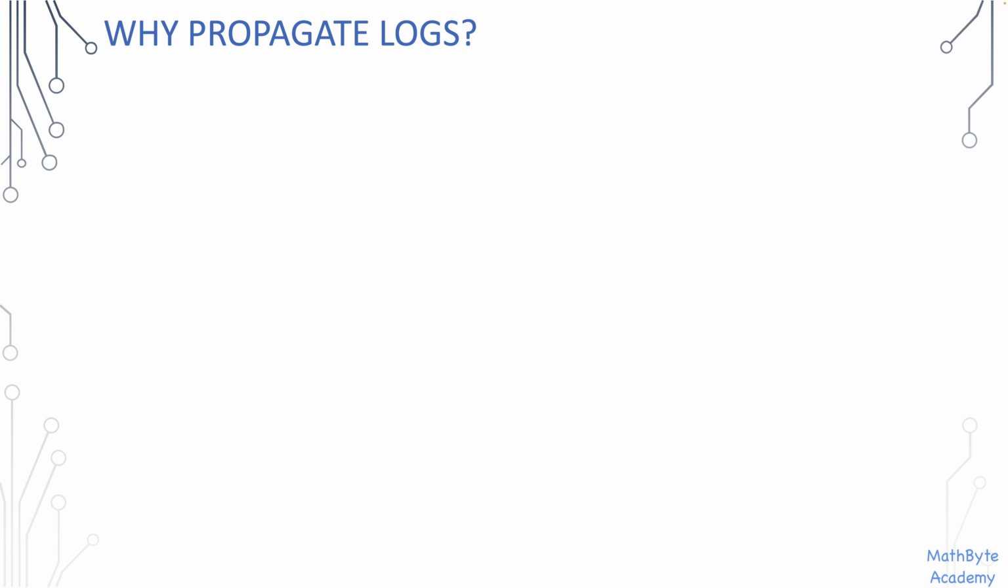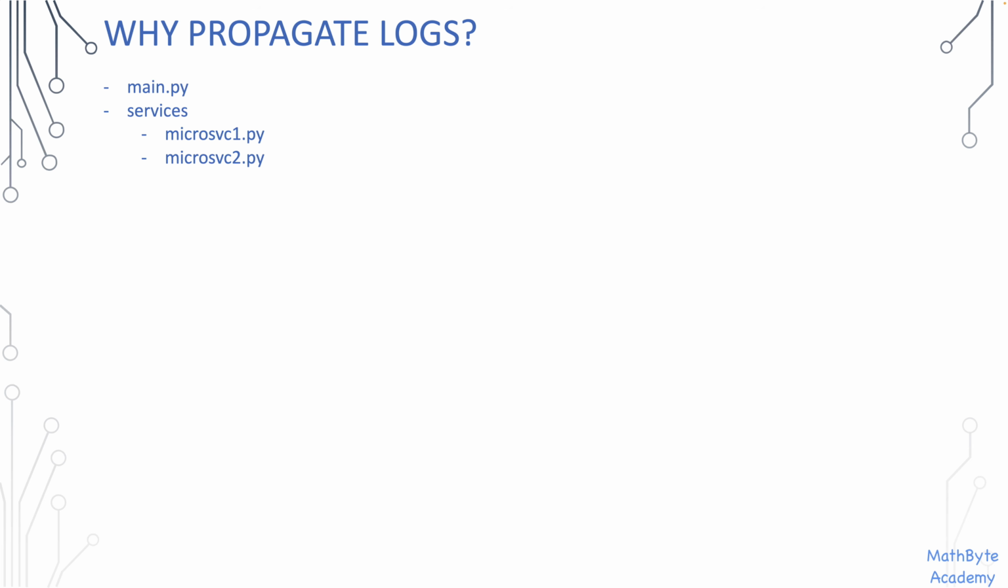So the question is, why would we want to propagate logs at all? As you can see, things are getting fairly complex now. We've got a lot of moving parts. You don't have to use all this complexity. You can use very simple configuration, very simple logging. But if you need this complexity for some reason, it's available. So what might be one reason why we want to propagate logs?